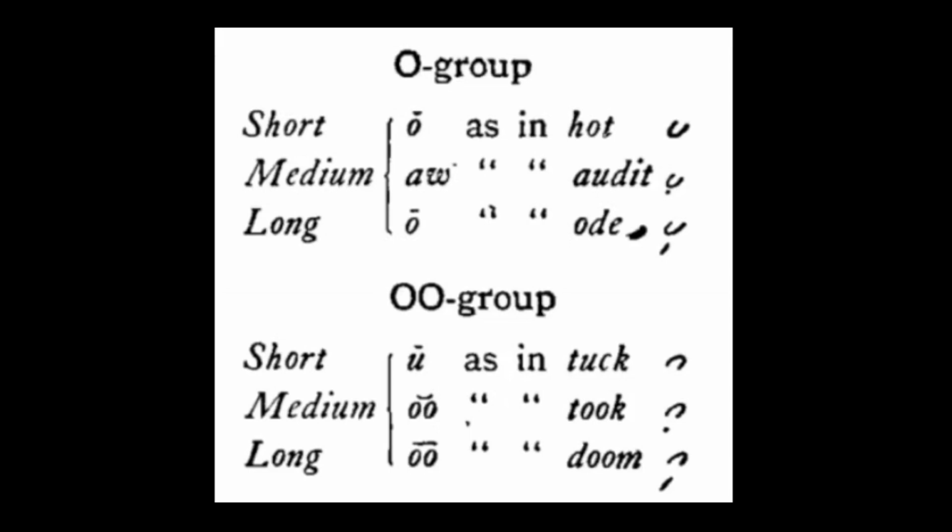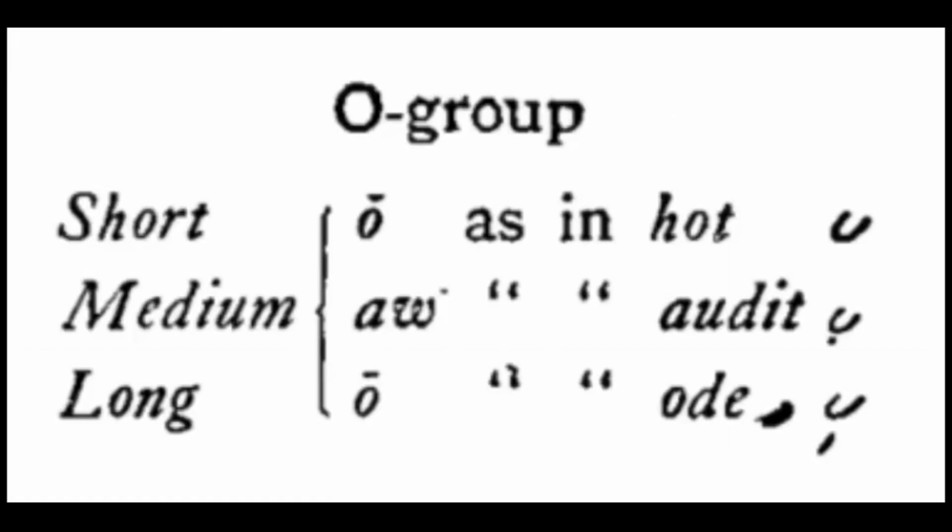Oftentimes when you're reading a classic novel, or even if you're reading a textbook of Gregg Shorthand, you'll see these markings used. In this lesson, we looked at the O group. So let's look at the O group as in the alphabet listing in the front of your 1916 Gregg Shorthand manual.